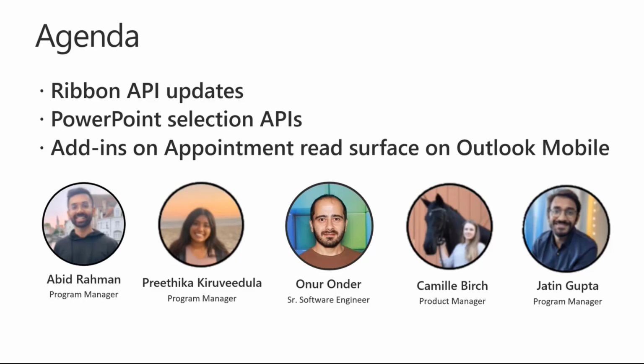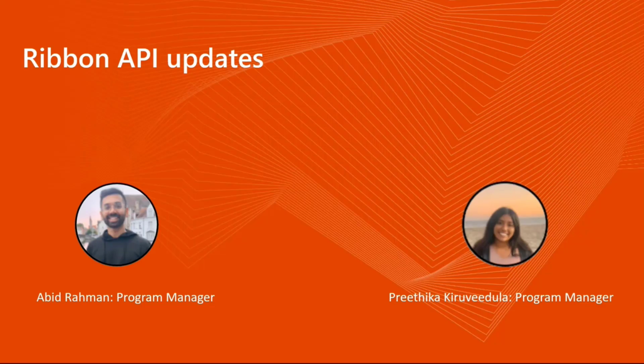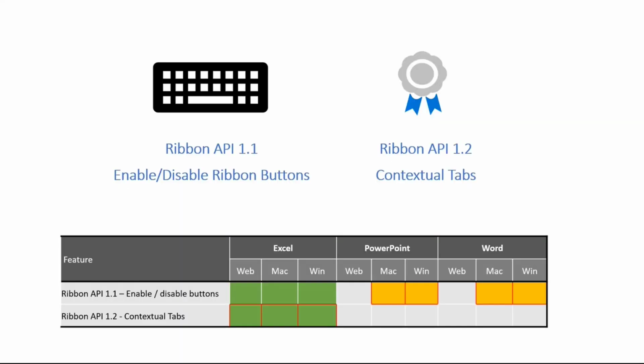Abid and Prithika, do you want to go ahead and start? Hi, everyone. So today, Abid and I will be going over some API updates to the Ribbon API. We're going to go over two changes that have been made lately and two updates we've made today. We're going to be going over the new addition of Enable Disable on two different platforms. And we're also going to discuss contextual tabs.